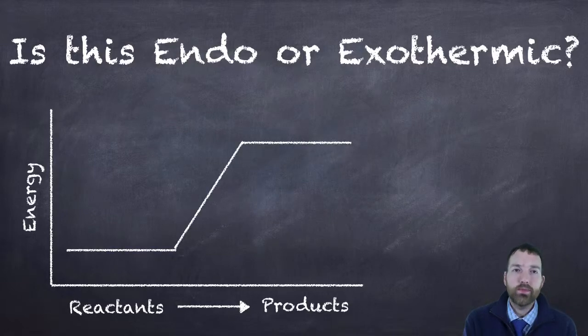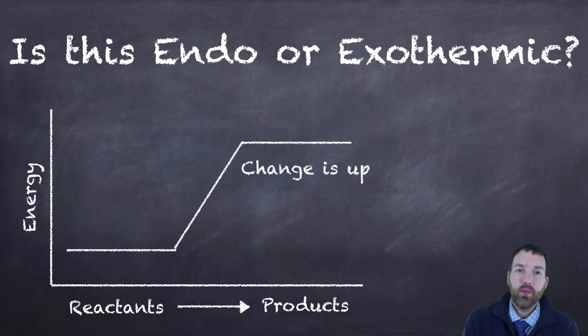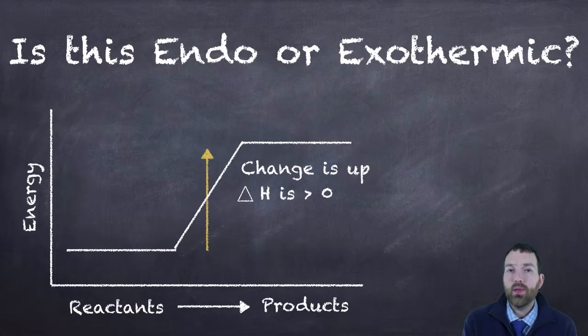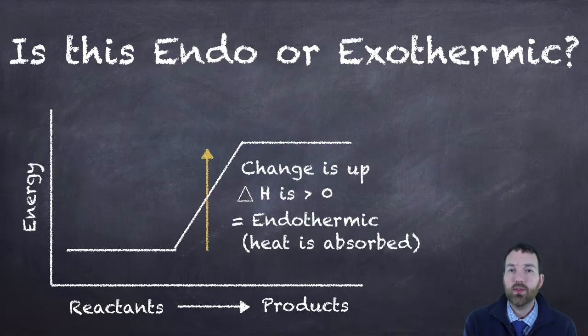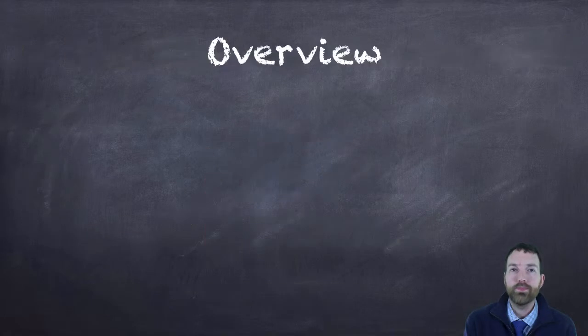Okay, how about this one? Well, the change is up. We're going uphill. The products are winding up with a higher energy content than the reactants started with. So if we're going uphill, delta H is always positive, or greater than 0, which makes it an endothermic reaction, one in which heat is absorbed.